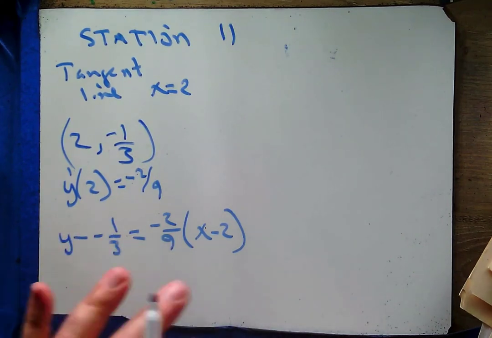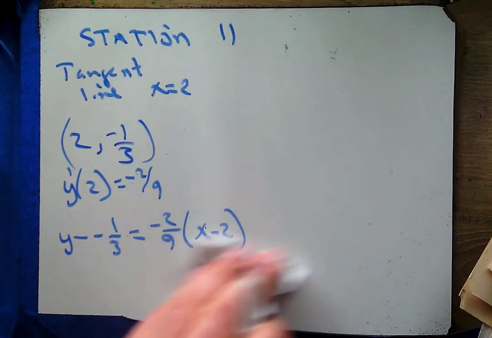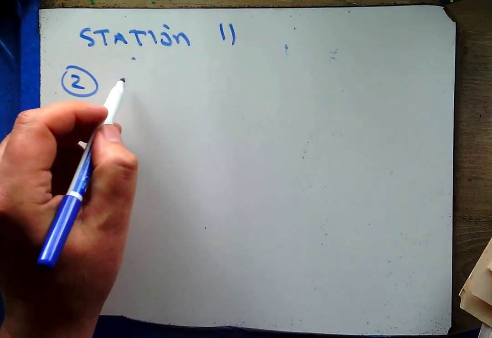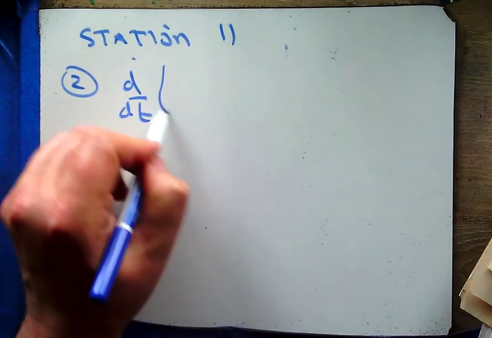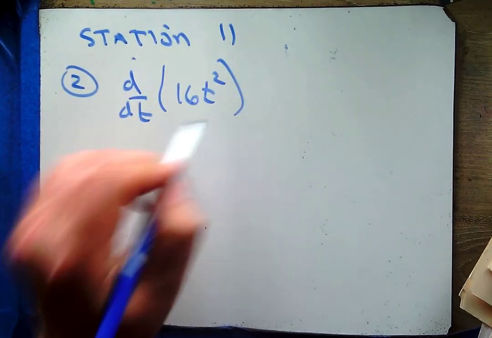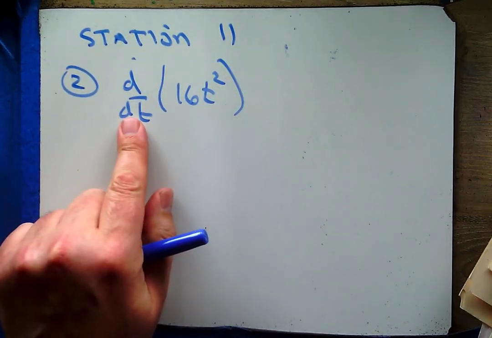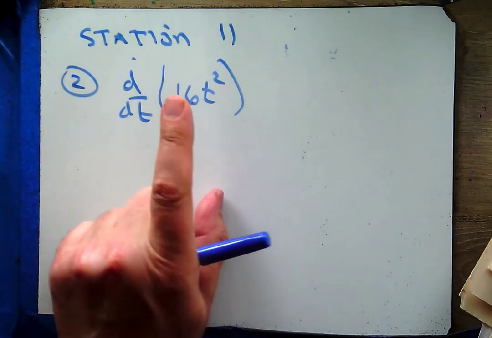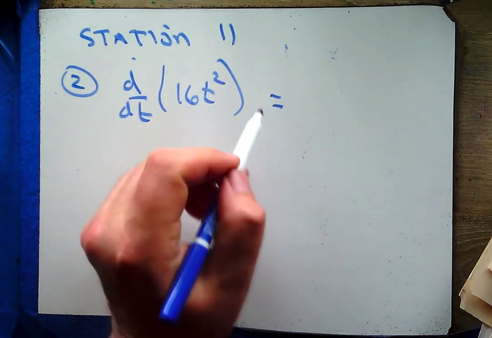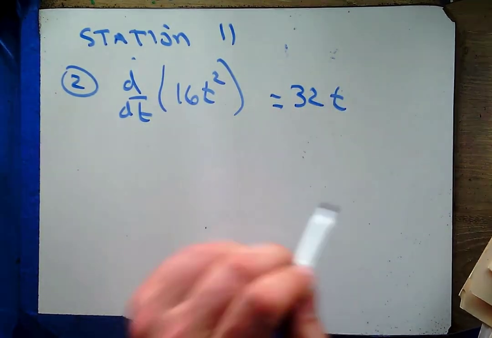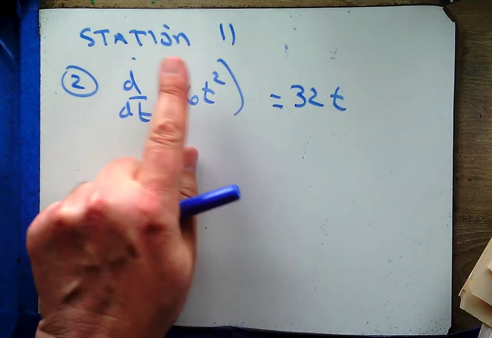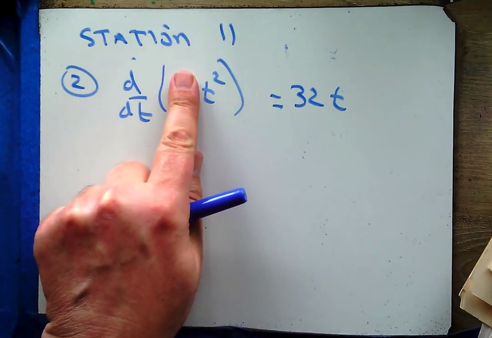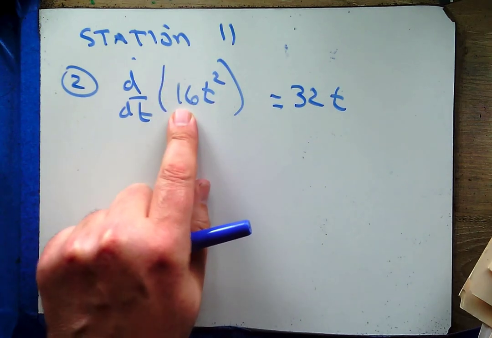Because that's so much opportunity to make a mistake and simplify. Alright, number 2 says find d of 16t squared. Well, this is the imperative form of the verb saying, take the derivative of this. And so we know that's going to be 32t. That's the power rule, taking the derivative of t squared, t times the constant.